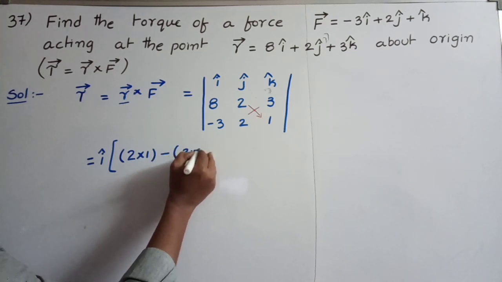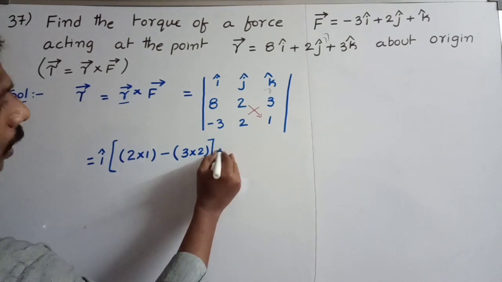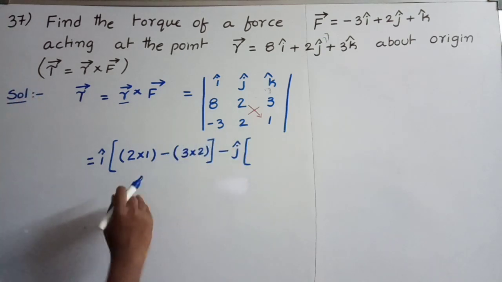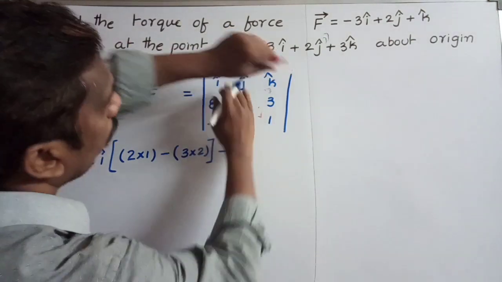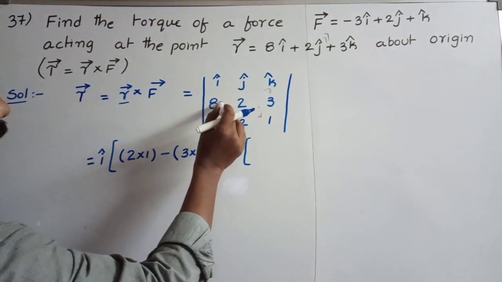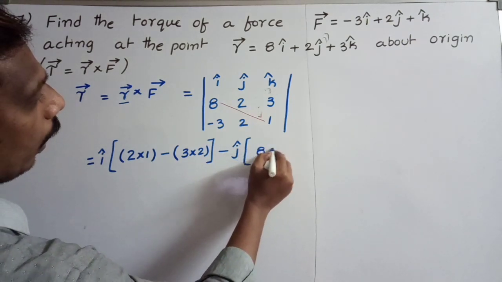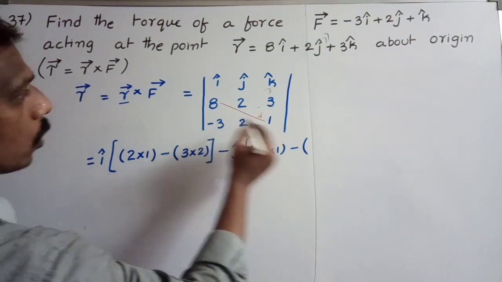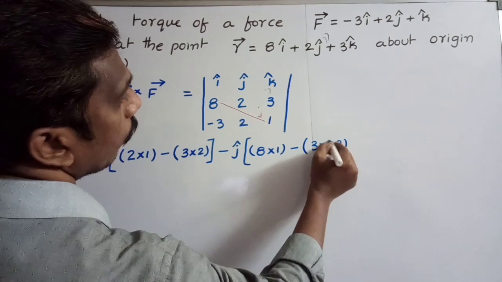3 into 2. Next, minus j cap into, here we should write minus j cap. Why? Because next, leaving this column and row, again we get 8, 1, 3, minus 3. We multiply 8 and 1, so 8 into 1 minus 3 into minus 3.